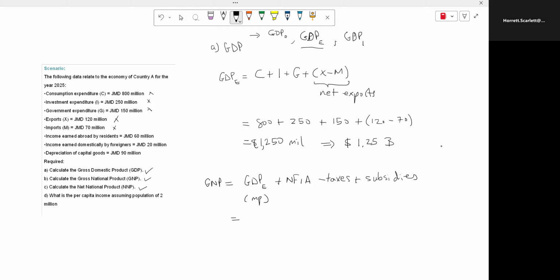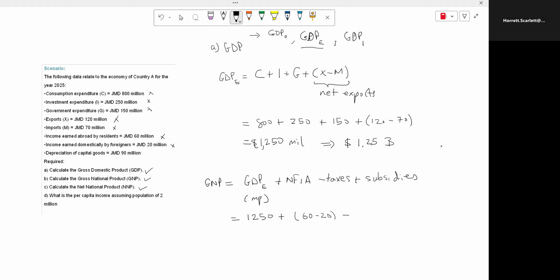So we already know what GDPE is. It's 1250. So what are we told about the factor income? Well, we are told that residents earn $60 million, but the foreigners who are domestic earn 20. So therefore means that we need to have 60, which is what the residents who are abroad earn, minus that 20.